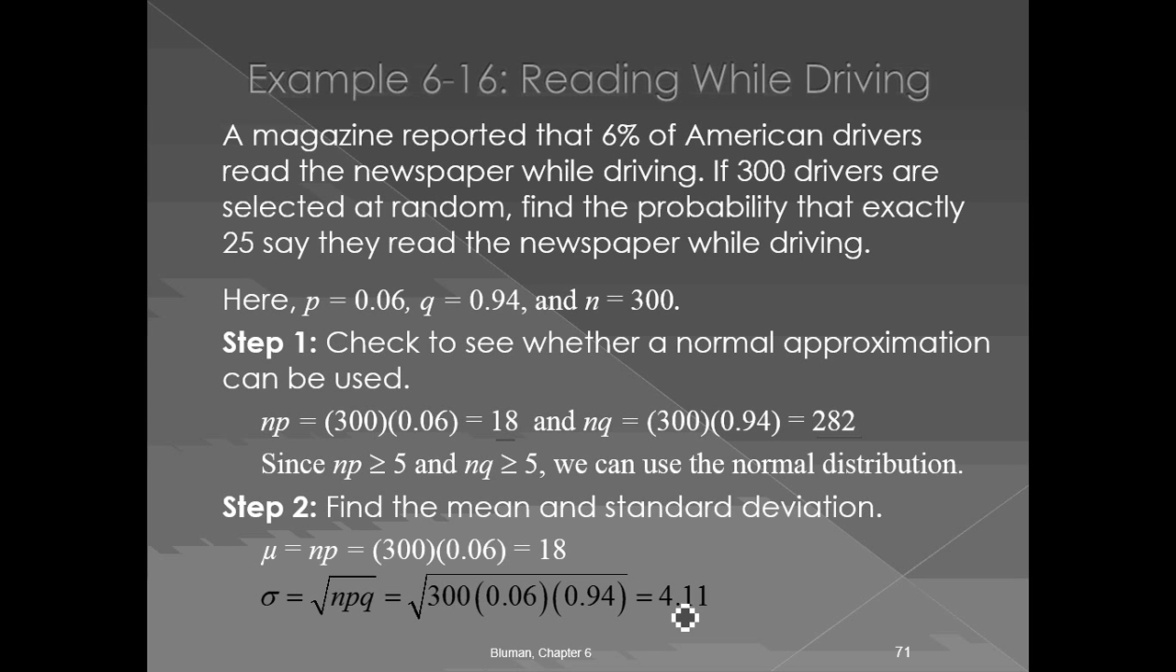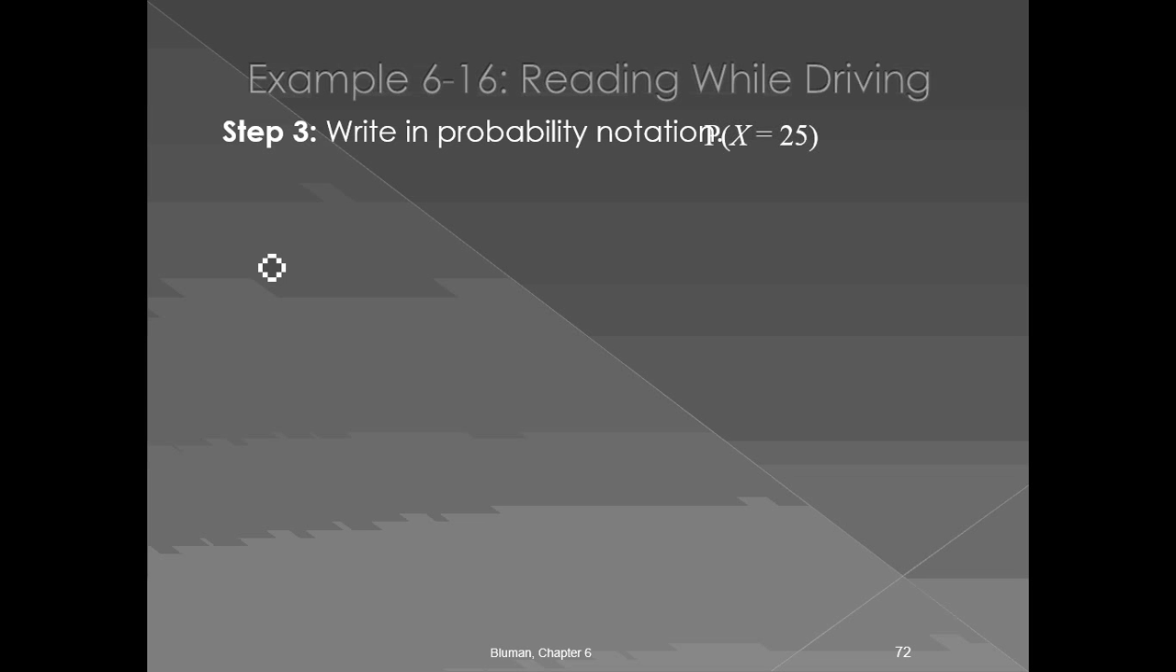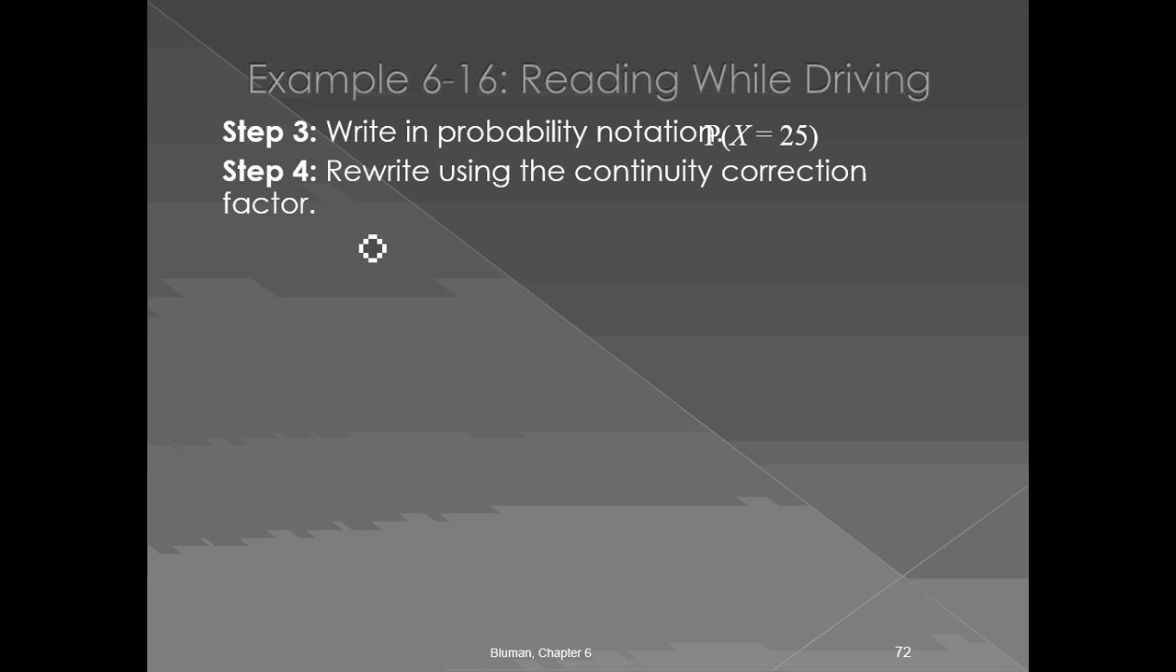So now treat this like the first two sections in this chapter that we did, where if they told you this is your mean, 18, and your standard deviation is 4.11, what's the probability of finding exactly 25 people? You kind of think of it that way. So rewrite it thinking that x is 25.